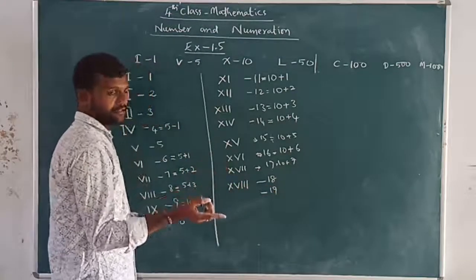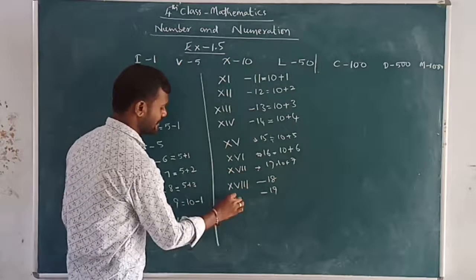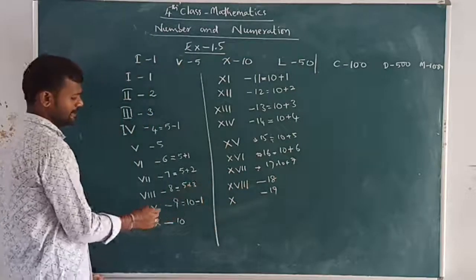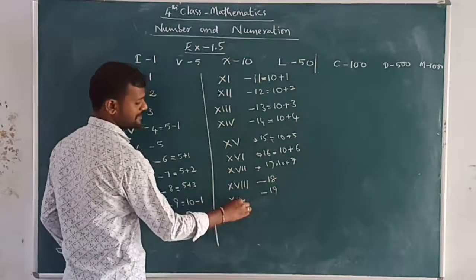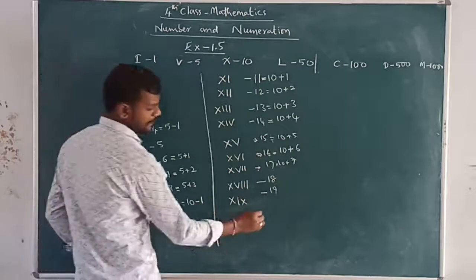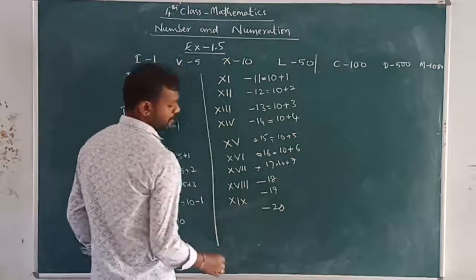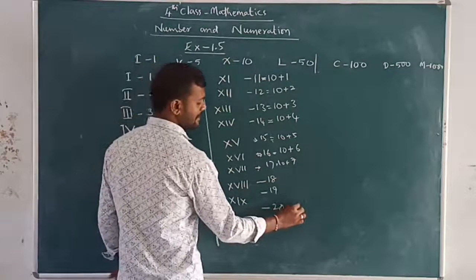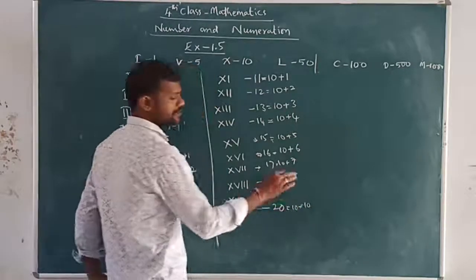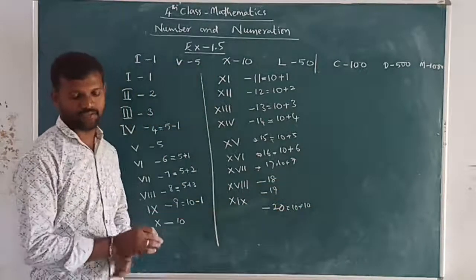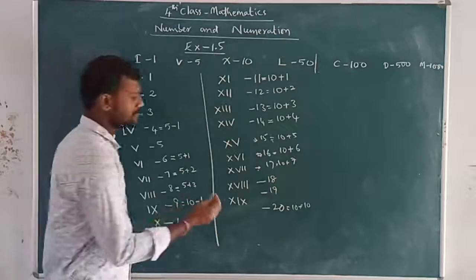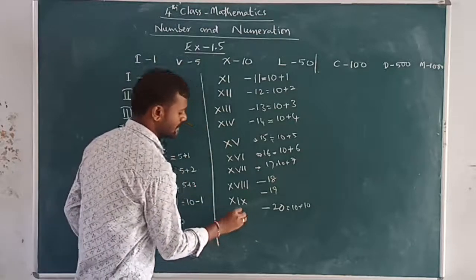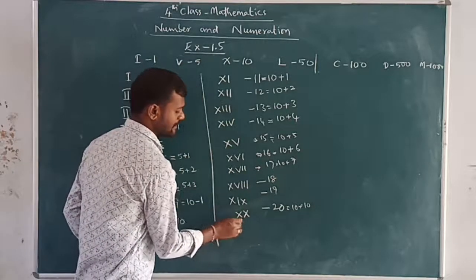How can we write 19? 10 plus 9. So where is 10? X is 10. And 9 is this one. So this is 19. And the last one is 20. 20 means 10 plus 10 is equal to 20. So we need to have 2 tens. How can we write 2 tens? This is one 10 and this is another 10. This is 20.